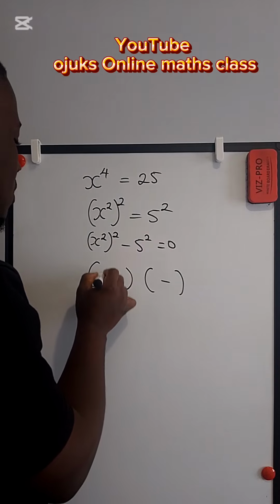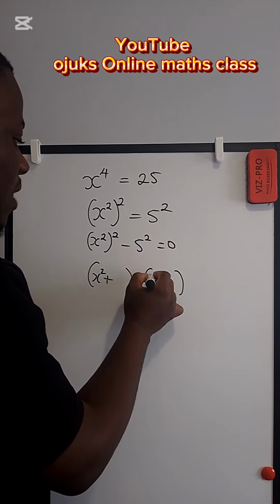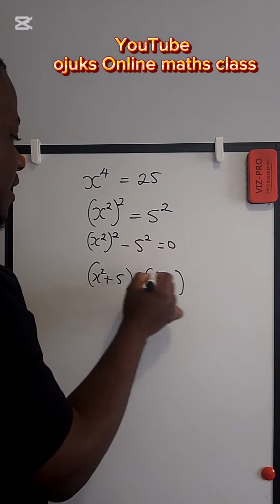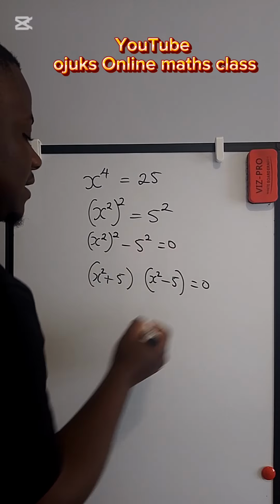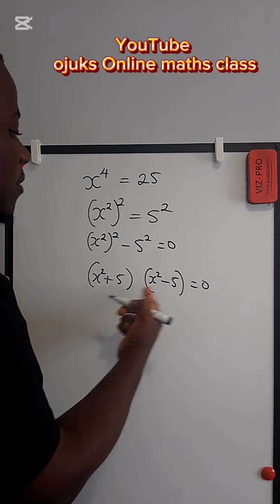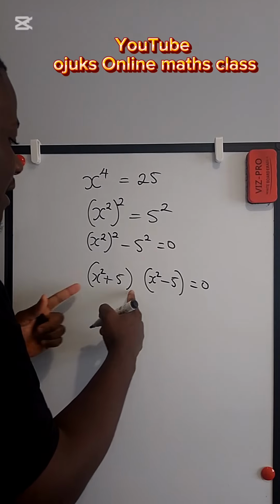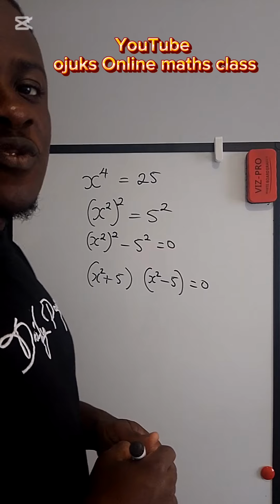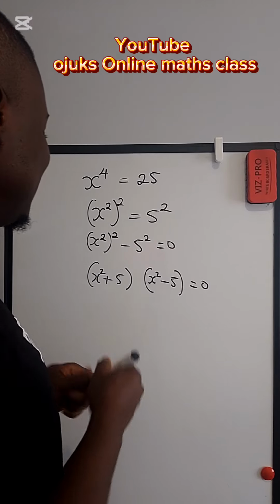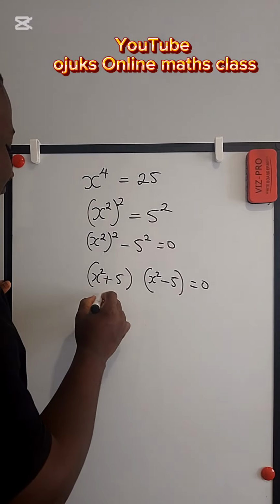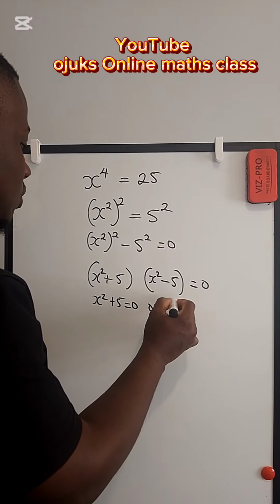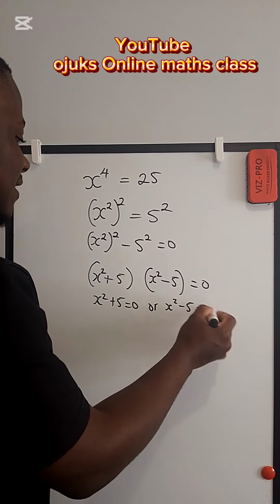So x squared, we're going to insert it here. Then we also insert x squared here since they are squared. Then 5 here, all equals 0. If the product of two numbers is equal to 0, as you can see, this bracket is multiplying this bracket and the result is 0. So that definitely means that either x squared plus 5 is equal to 0 or x squared minus 5 is equal to 0.